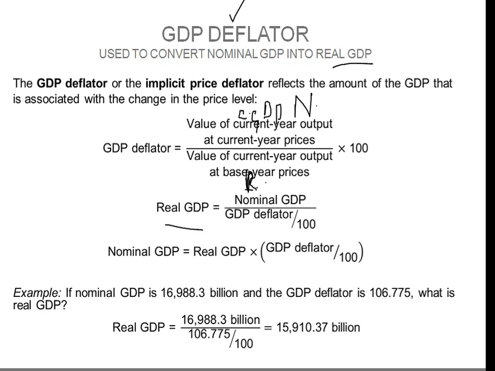In this example you can see the nominal GDP and the GDP deflator. We can calculate real GDP by dividing: this is our numerator and this is our denominator, divided by 100. So we get our real GDP.